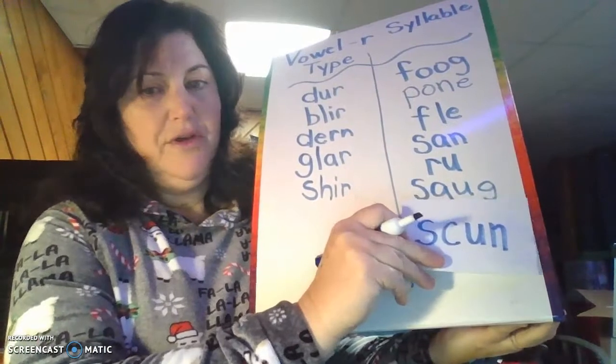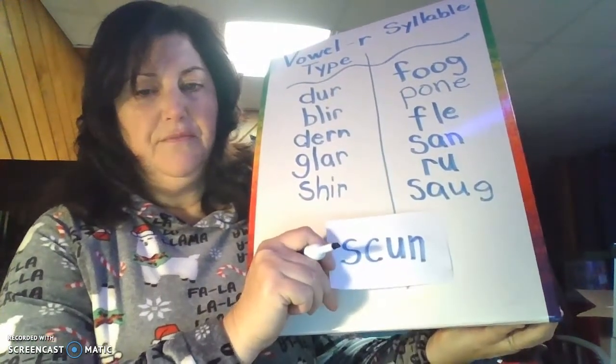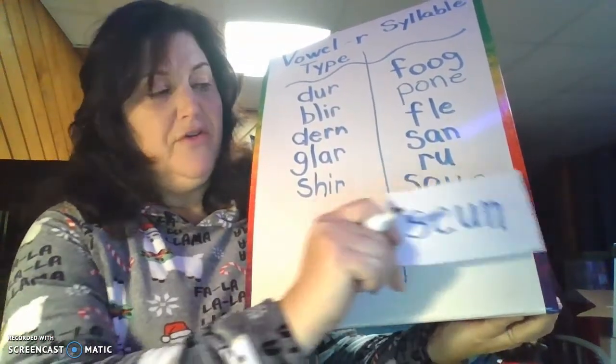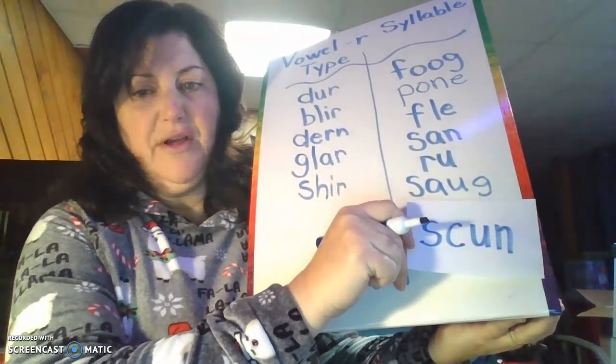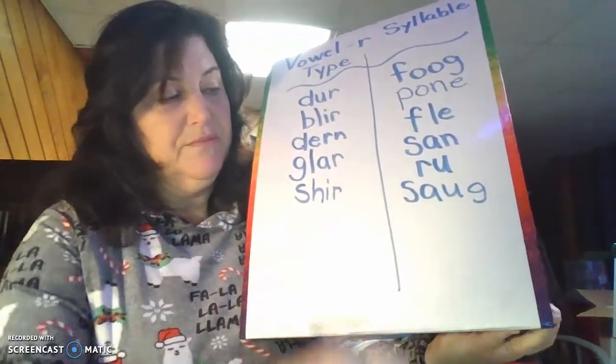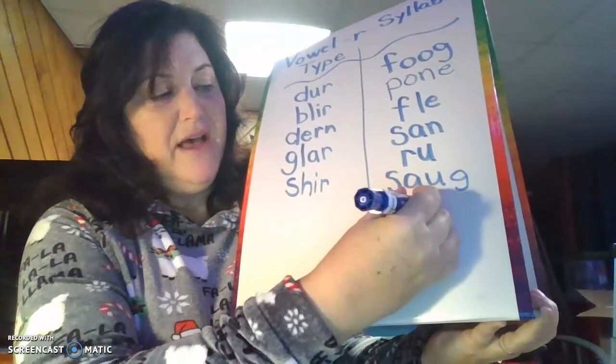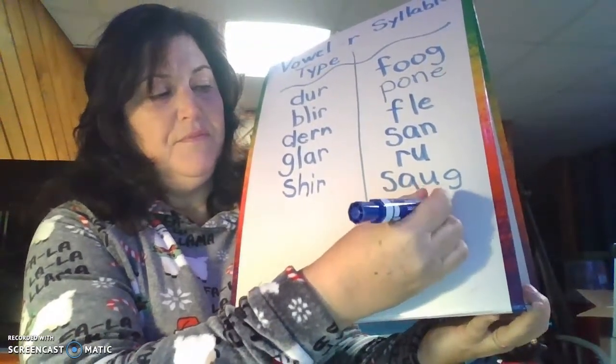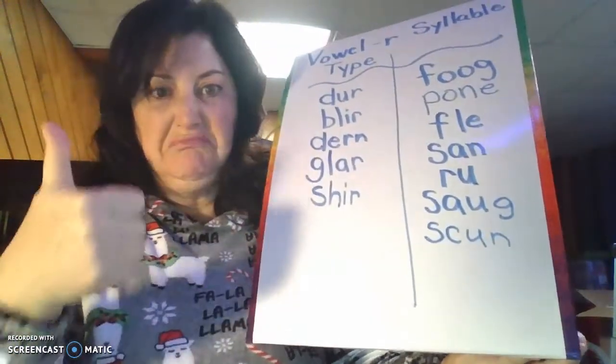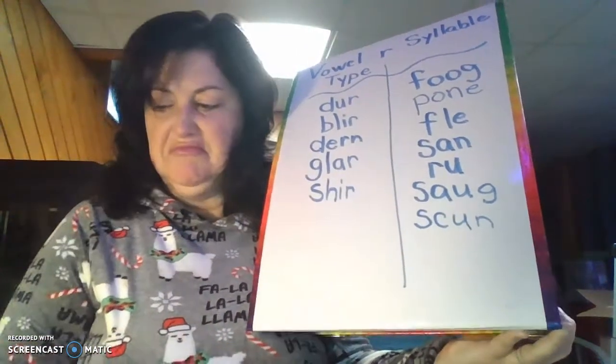Here or here? Where's it going to go? Very good. I don't see a vowel followed by R. It is a closed syllable. And how would you read that? If you said scun, good job, scun.